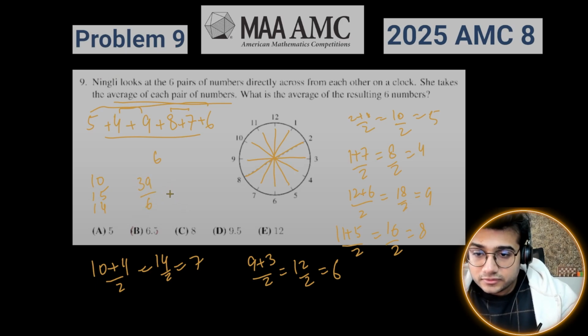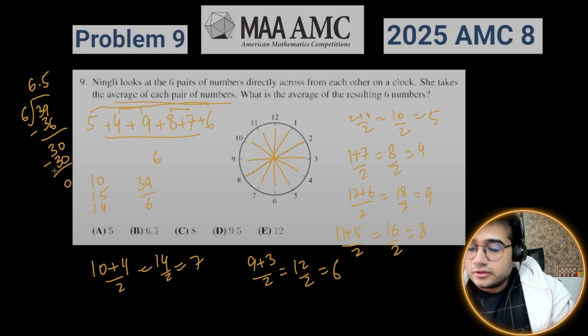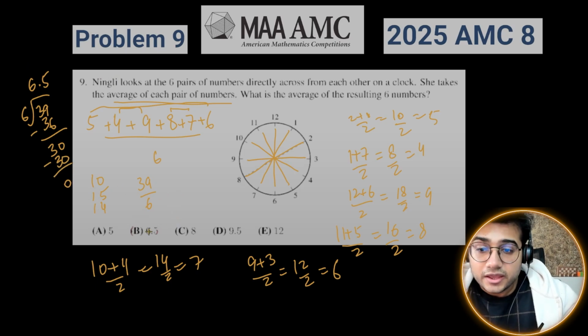Well, we can do long division for this. So let's take a look. 39, 6. So 6 times 5 is 30. 6 times 6 is 36. We get a difference of 3, and then we put a decimal, put a 0. 6 times 5 is 30, and the remainder is 0. So yeah, the average is going to be 6.5.